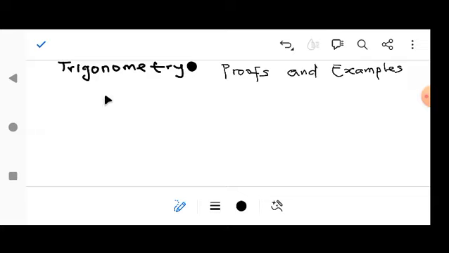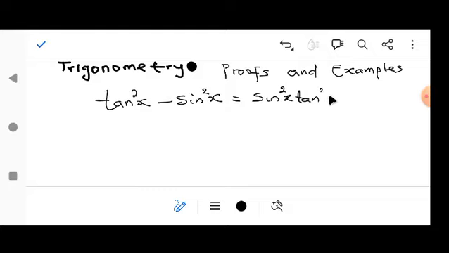For example, you can be asked to prove that sine square theta minus sine square x, this can be any angle, is equal to sine square x tan square x. Yes, so you can prove this by the left hand side or the right hand side. Now this is the left hand side, similarly this is the right hand side.